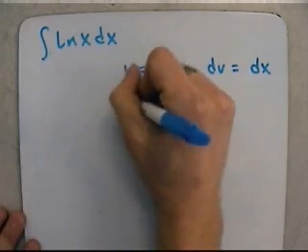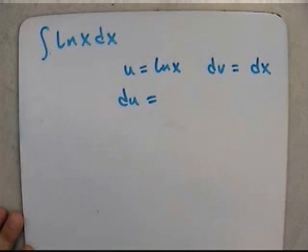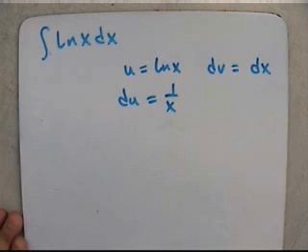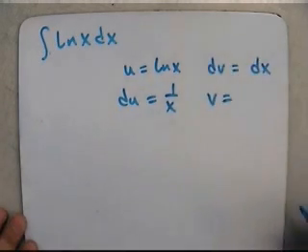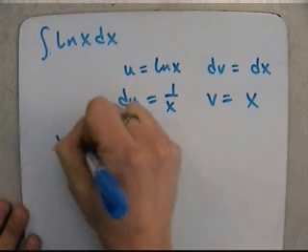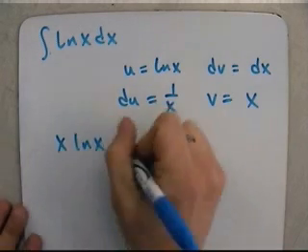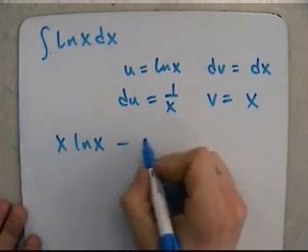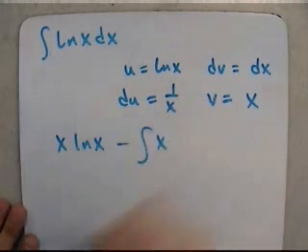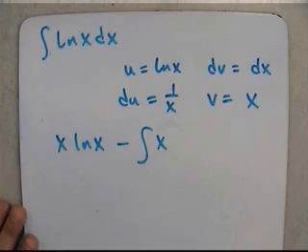So now we can just run from here. We just have our du. We're taking the derivative of natural log of x, which everybody knows, 1 over x. So du is 1 over x. That means that your v is going to be just x, right? So we're going to plug it into that basic formula, which is uv. So it's going to be x natural log of x, take away the integral of v du. V is x, du.